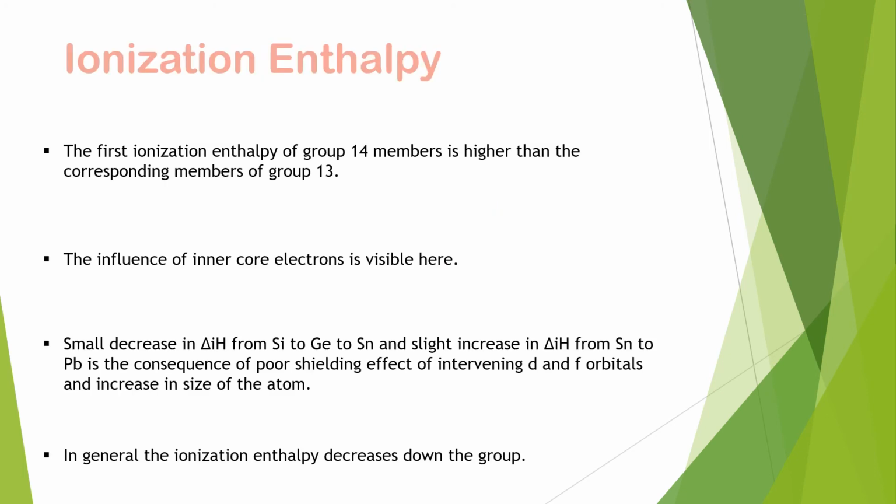Let's talk about ionization enthalpy. The first ionization enthalpy of group 14 members is higher than the corresponding members of group 13. The influence of inner core electrons is visible here, those d and f orbitals. The small decrease in ionization enthalpy from silicon to germanium to tin, and slight increase from tin to lead is a consequence of the poor shielding effect of intervening d and f orbitals and the increase in size of the atom. In general, the ionization enthalpy decreases down the group. We know the ionization enthalpy is the enthalpy required to remove one electron from a compound or an element.